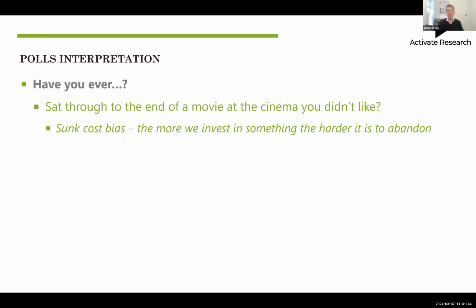And if we think from a behavioural economics standpoint, the explanation of why we've done this particular behaviour would be something called sunk cost bias. Sunk cost bias effectively describes how the more we invest in something, the harder we find it to abandon. So that would be the key behavioural bias that was driving that decision many of us made to sit through to the end of the movie at the cinema, even though we didn't like it.